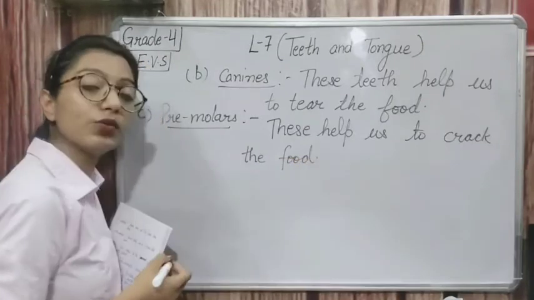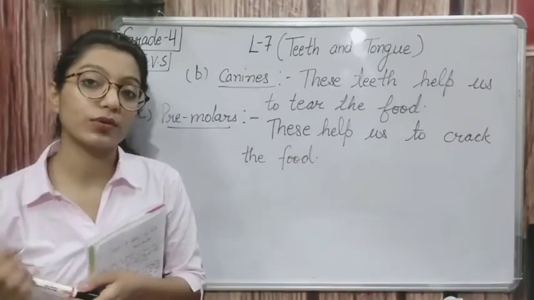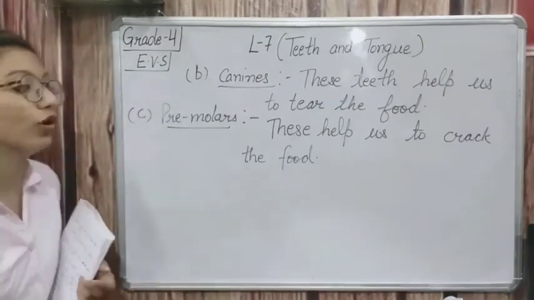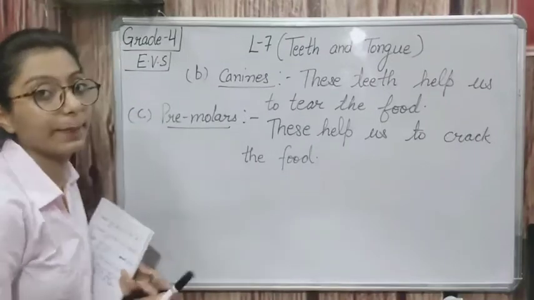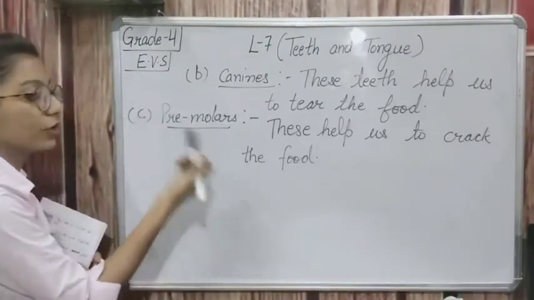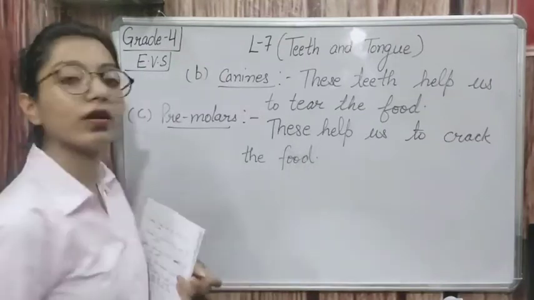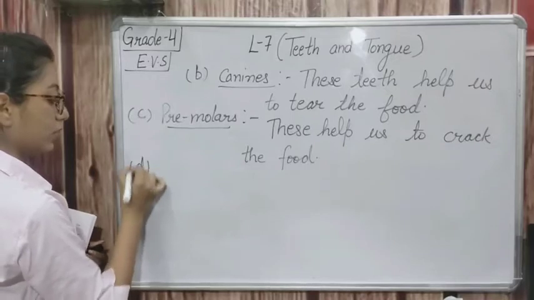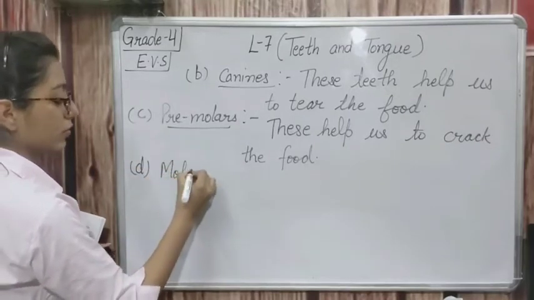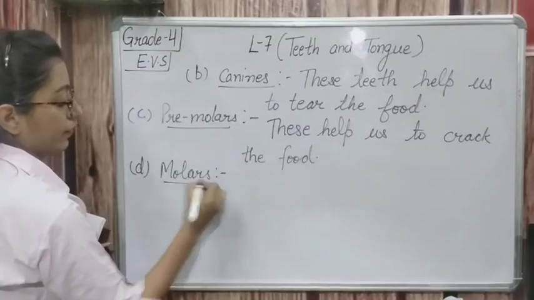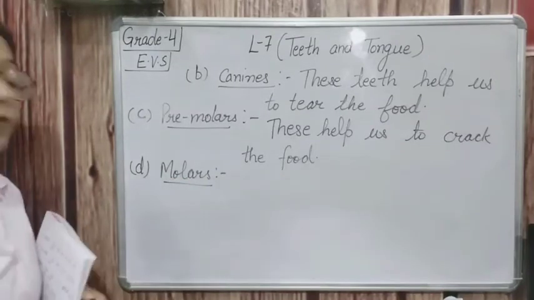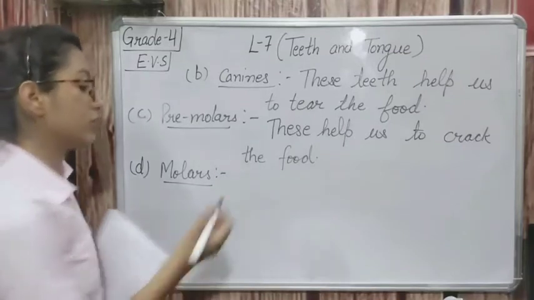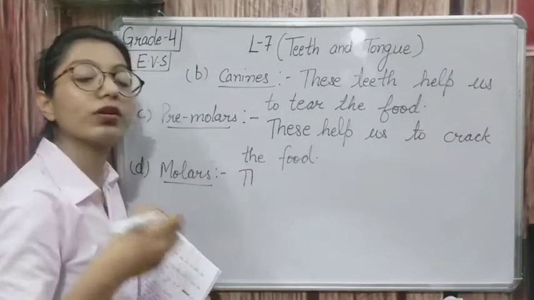Right? So it works as a nut cracker also. It works as a nut cracker, and these teeth are also known as cracking teeth. Again, what are the functions of premolars? These help us to crack the food. Then next about the molars. Make a heading of molars. Now molars, what are the functions of molars? Molars are used to grind the food.